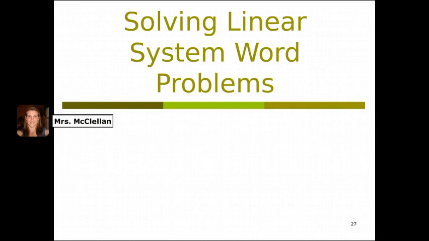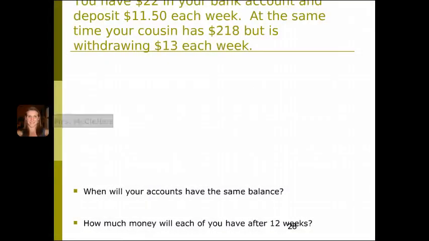Solving linear system word problems. Now we will be applying solving systems to real life situations. You have $22 in your bank account and deposit $11.50 each week. At the same time, your cousin has $218 but is withdrawing $13 each week. We want to answer two questions. When will your accounts have the same balance? And how much money will each of you have after 12 weeks?